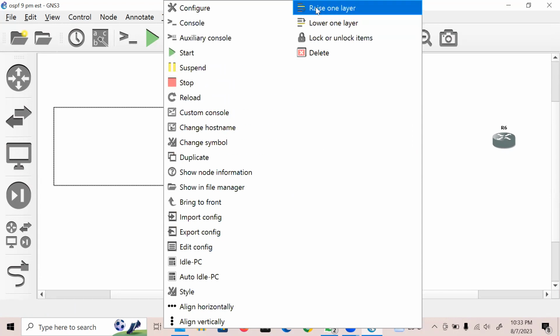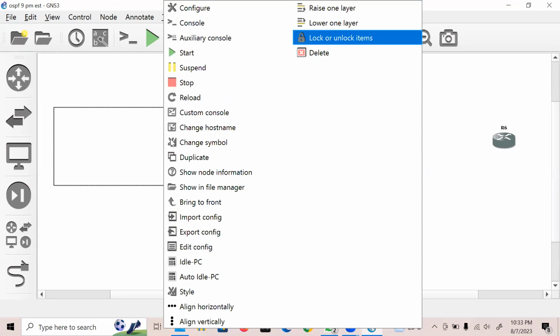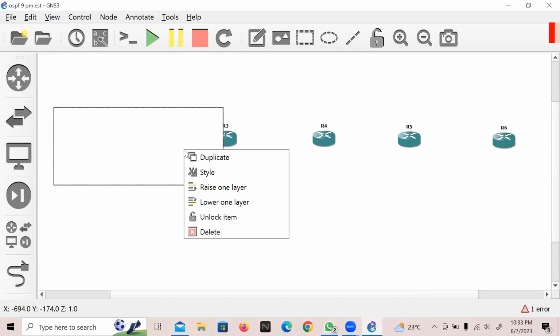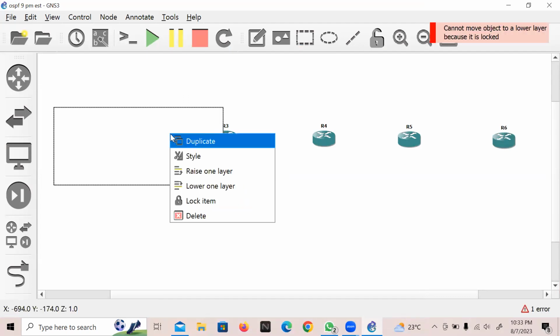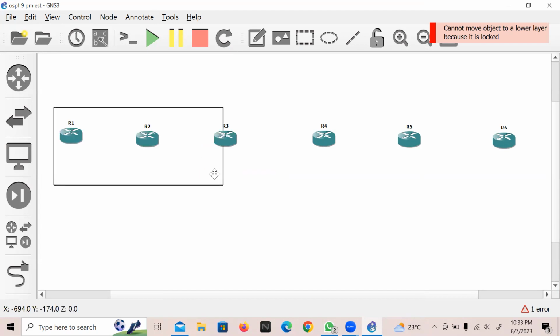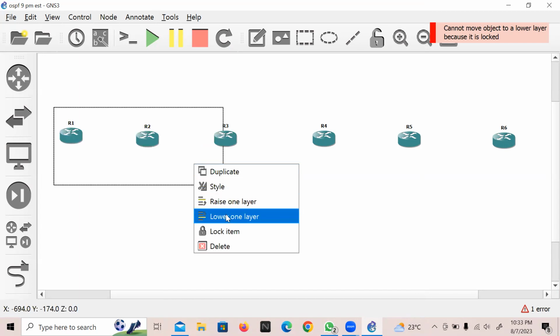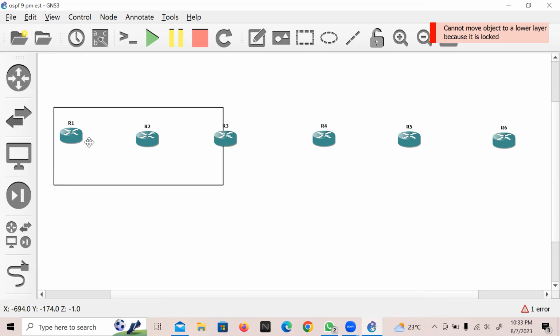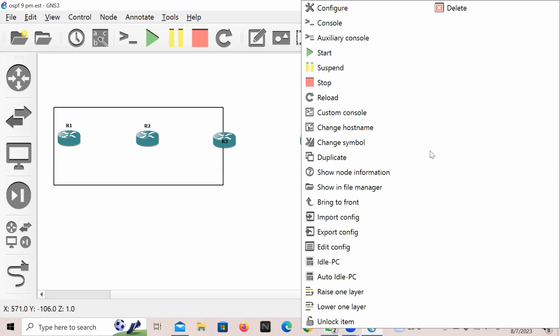So in this here we have to lower one layer. One more time, lower one layer. This is area 1 or area 2. Cannot move object to a lower layer because it is locked. No, no, no. I unlocked already. Okay. Yeah. Oh my God, this is also locked, I think.